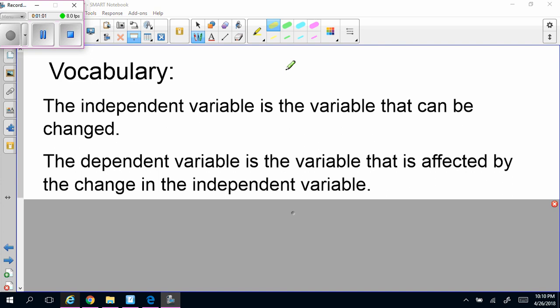So in short, think about what independent means. Independent means by itself, on your own, can change whatever. Now, when you think of the word dependent, look at the key word depend. When you're depending on something or someone, you're relying on them. In this case, the dependent variable is the variable that changes based on the independent variable. So whatever happens to the dependent comes from the changes in the independent.